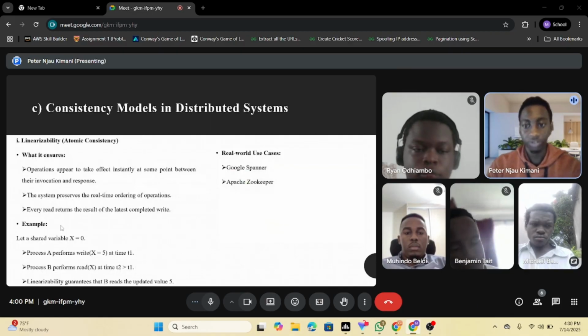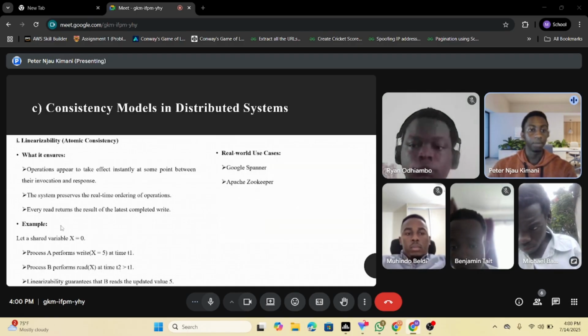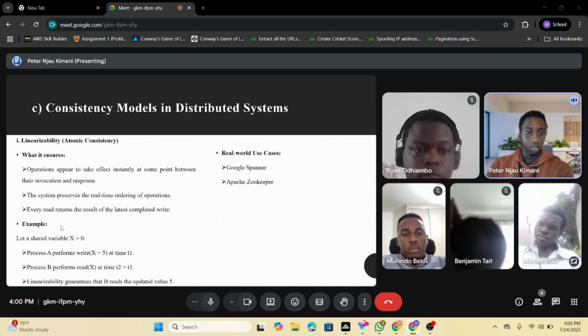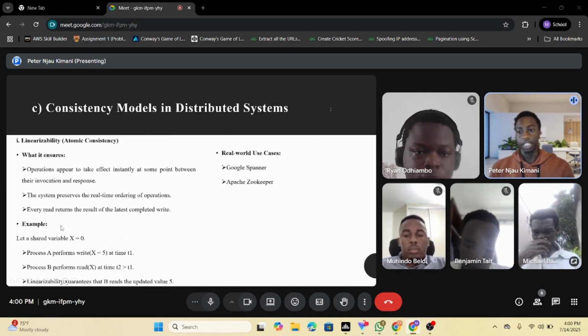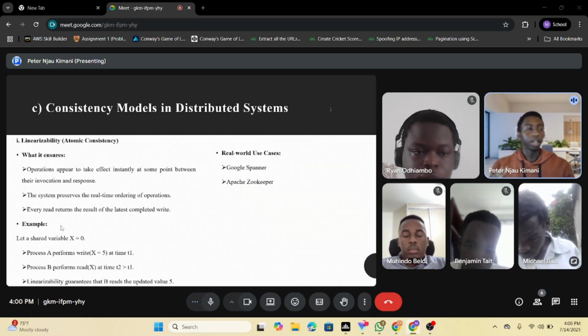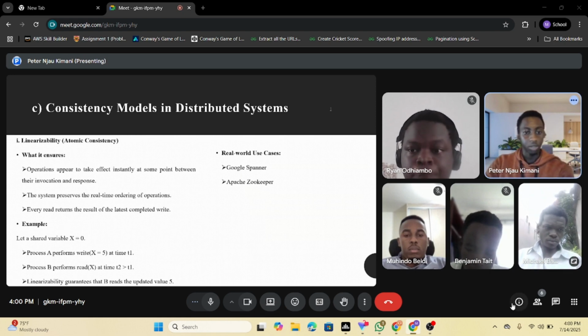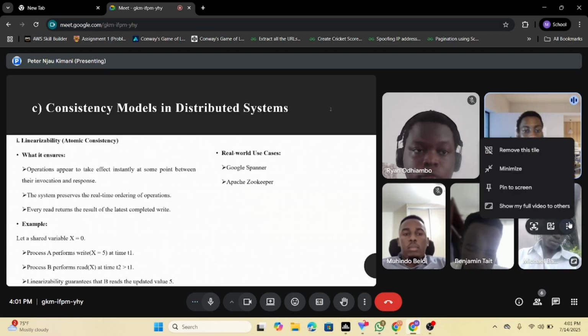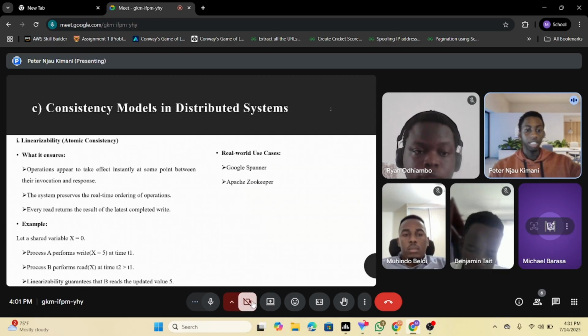So we have two types of consistency models, where we have linearizability, also known as atomic consistency. So this one gives the illusion that all operations happen instantly and one after the other. So this makes the system behave like a single point, a single system. What it ensures is operations appear to take effect instantly at some point between the invocation and the response. It also ensures that the system preserves the real-time ordering of operations.